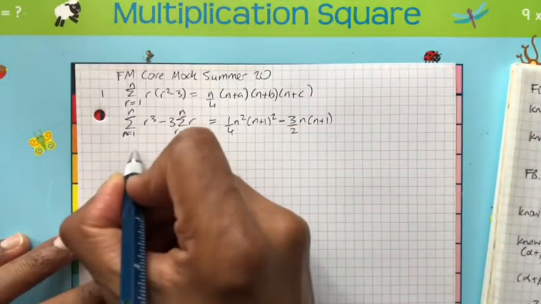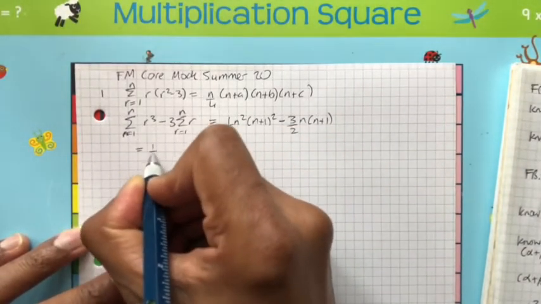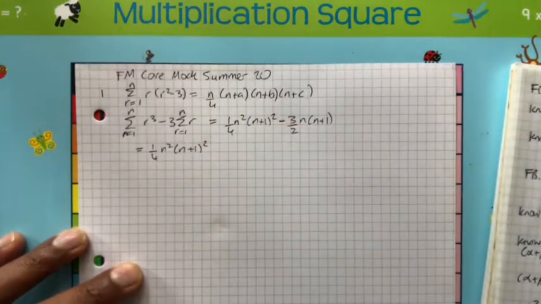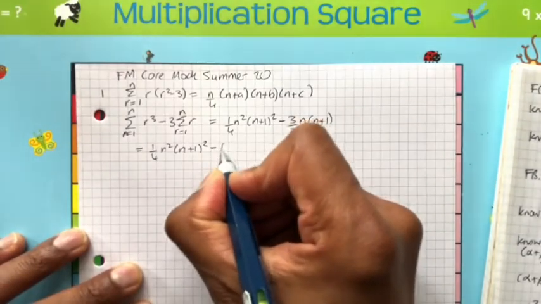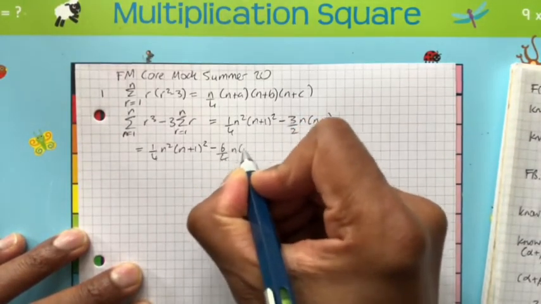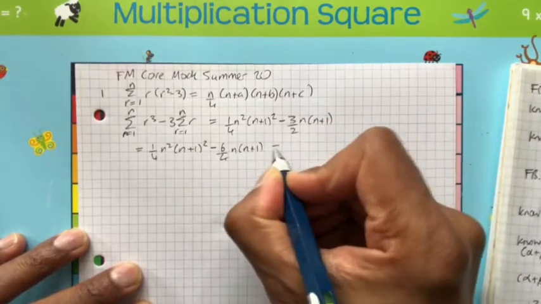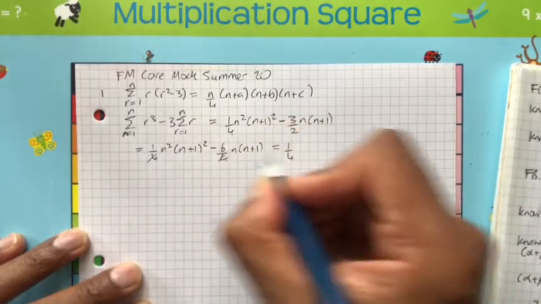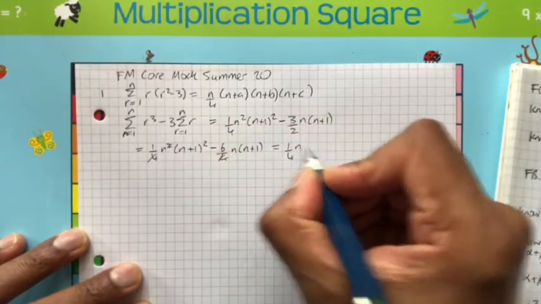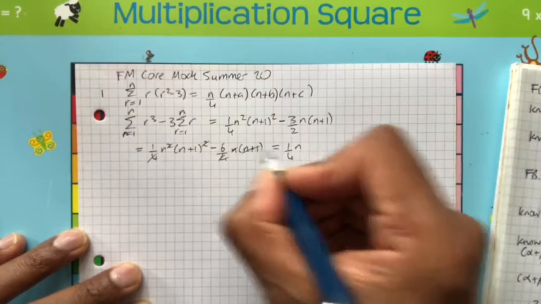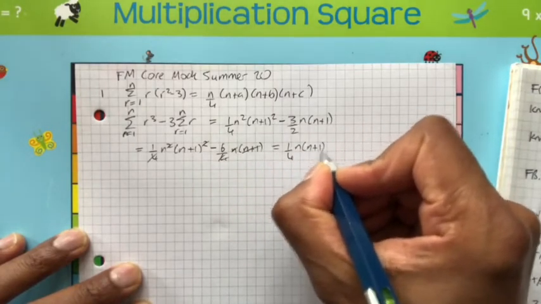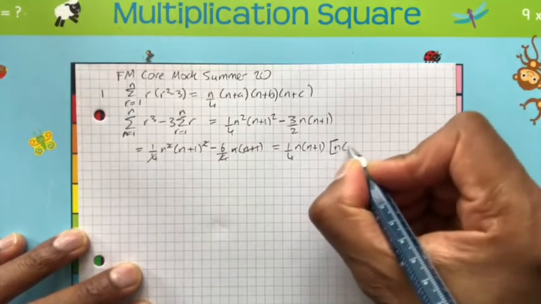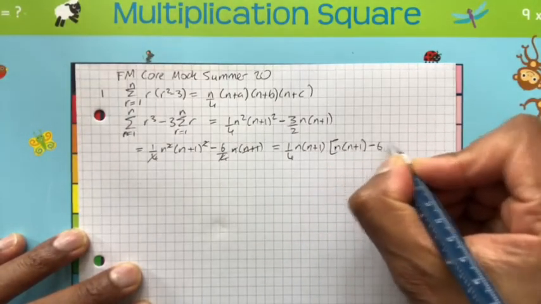Now I'm just going to rewrite that, which might make it a little bit easier. That's 1/4 n squared, n plus 1 squared, and I'm going to cancel up the fraction, so that's minus 6 over 4 n brackets n plus 1. So I can now take out 1/4, I can take out an n, and I can take out an n plus 1. And inside the brackets, that will leave me with an n plus 1, and a take away 6.